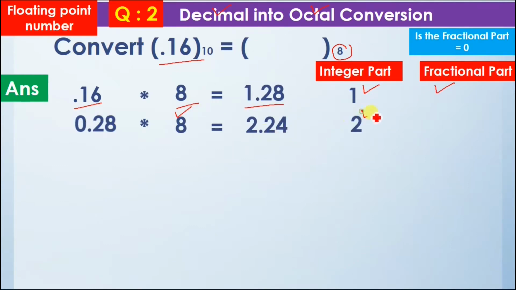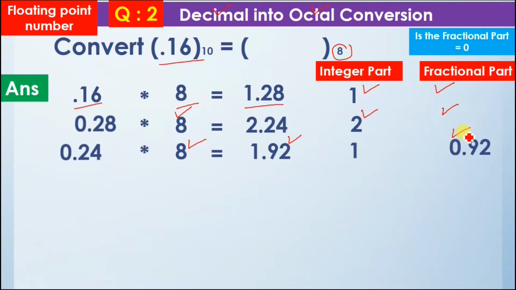So the integer part is 2 and the fractional part is 0.24. Again not 0, so 0.24 will come here and we will multiply again with 8 and we get the answer 1.92. So the integer part is 1 and the fractional part is 0.92. Again not 0, so 0.92 will come here and we will multiply it with 8.